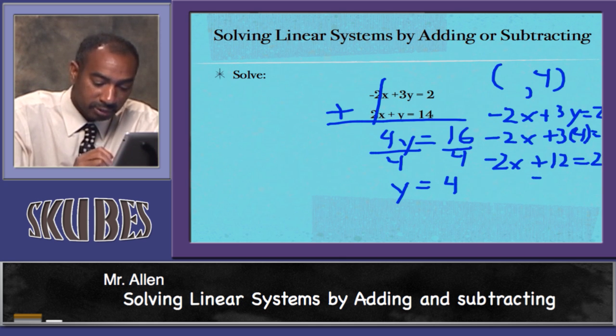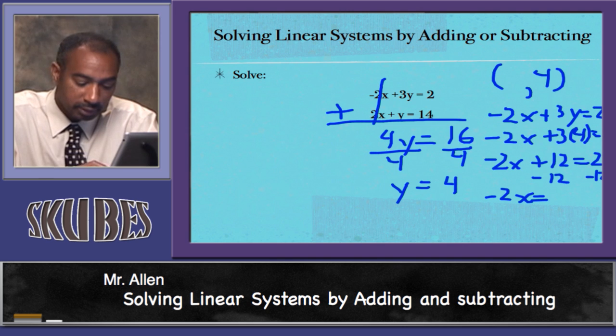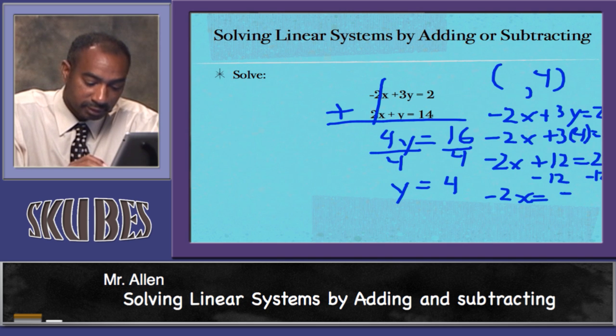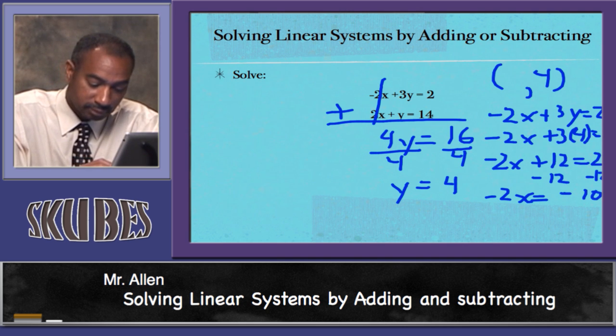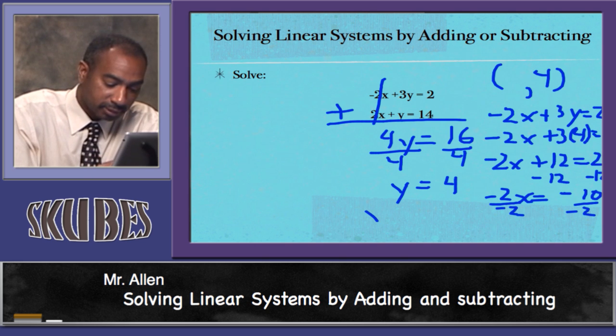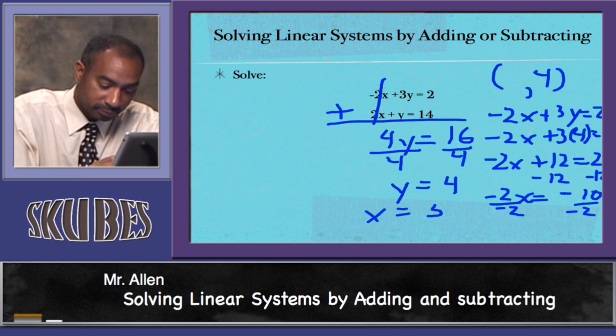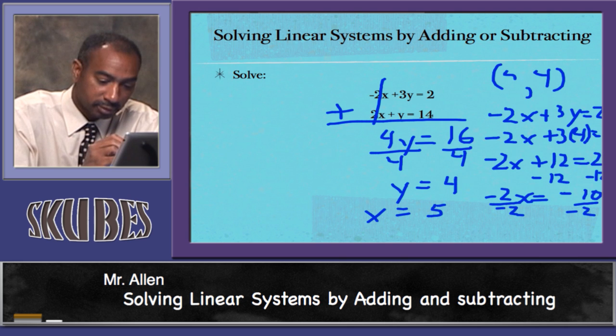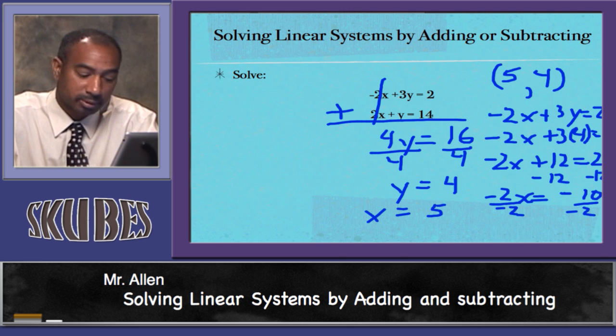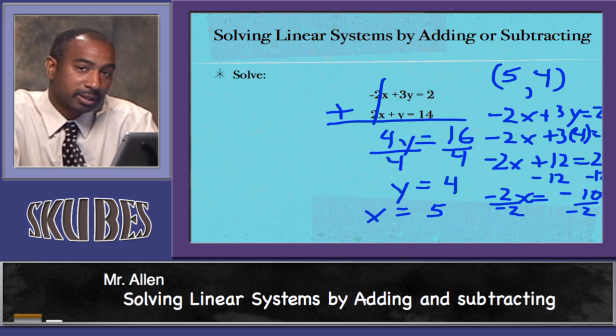If I subtract 12 from both sides, I get negative 2x equals negative 10. I divide both sides by negative 2. X has to equal positive 5. So the point of intersection is 5, 4. This concludes our lesson for today.